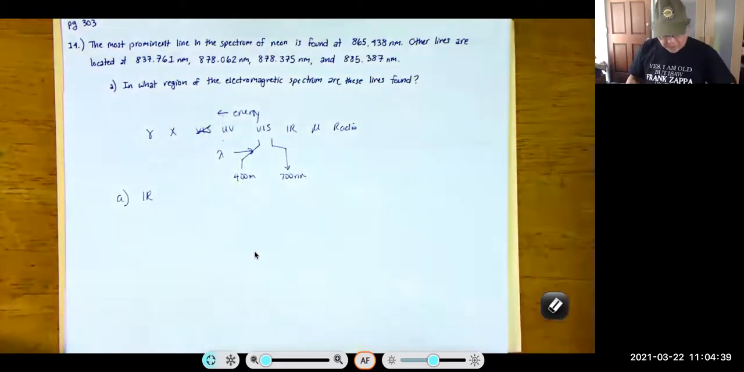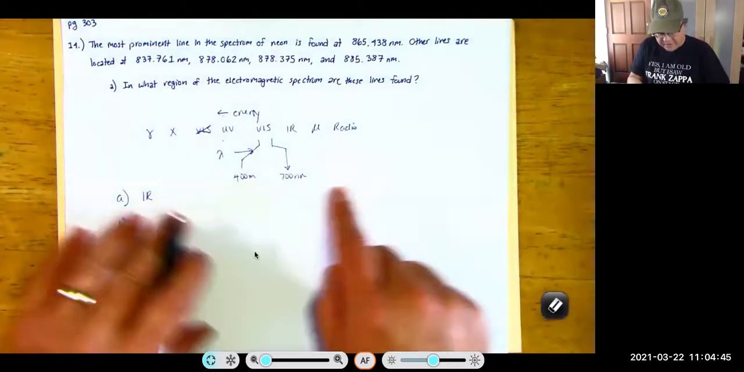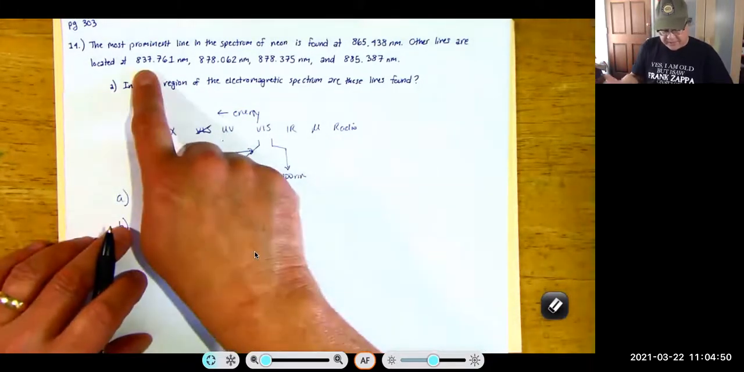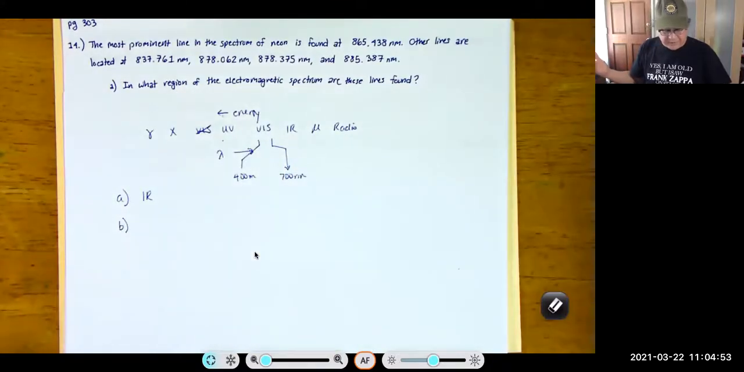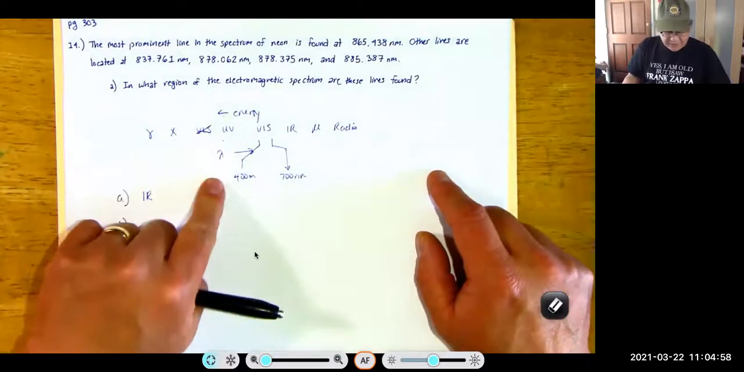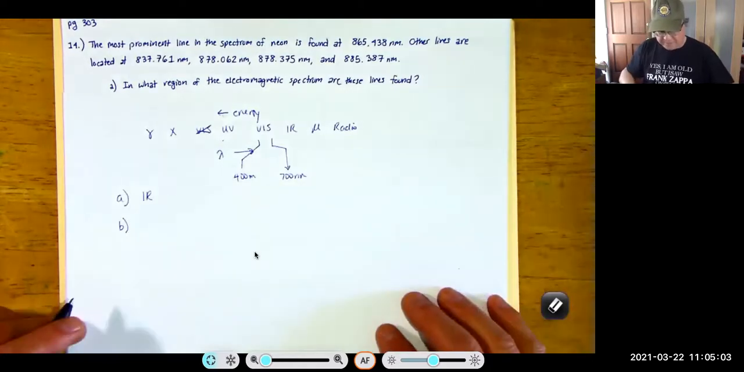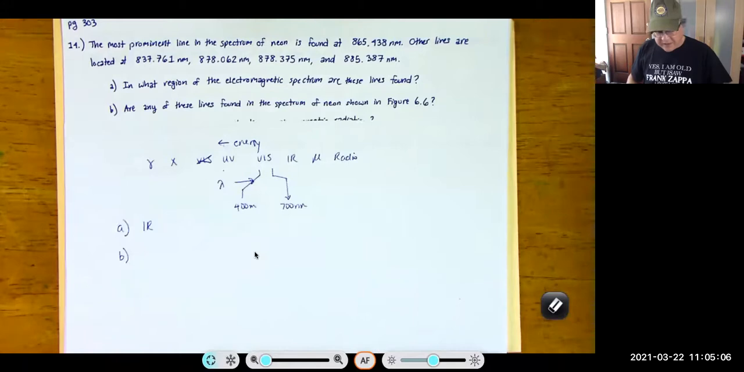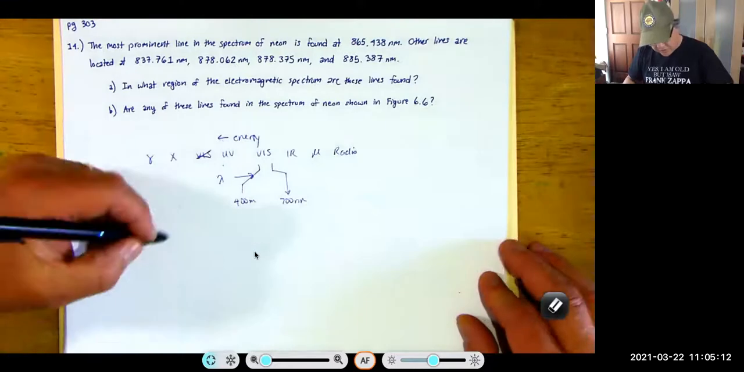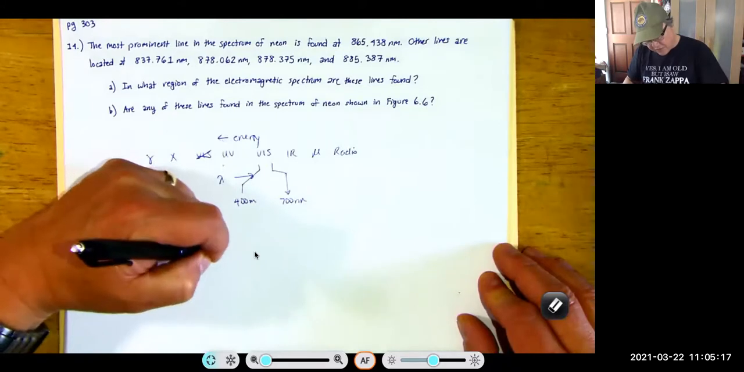Now, the questions that the book asks don't really rely on you knowing more wavelengths than the visible wavelengths. So if anything's going to be up to say 3,000 nanometers, you're going to say infrared. And for ultraviolet, if it goes down into like a 1 meter, you're going to say ultraviolet. Okay. Are any of these lines found in the spectrum of neon shown in figure 6.6? And the answer is no, because the figure only shows visible lines.